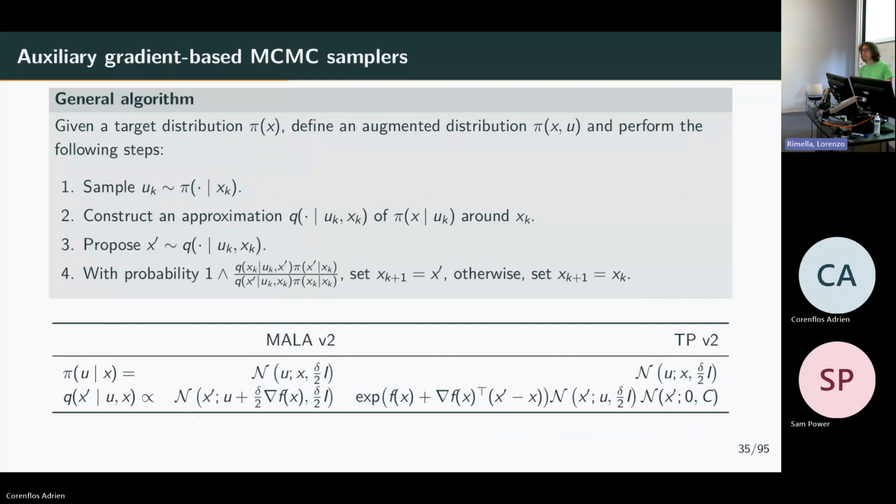What is the point of using u? It's a form of localization. It's saying I want to approximate my target distribution around x, because that's how you do MCMC. Let me use another variable that helps localize it better.